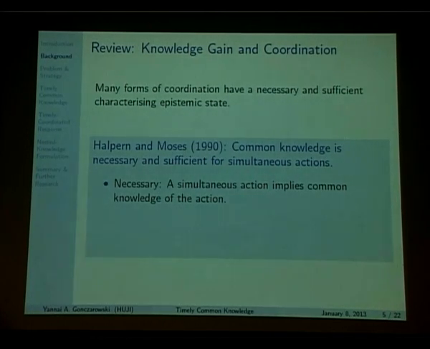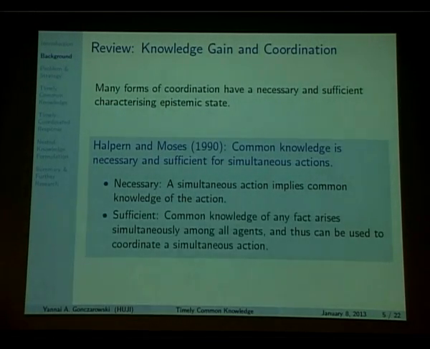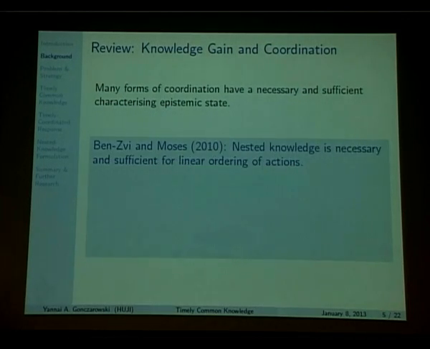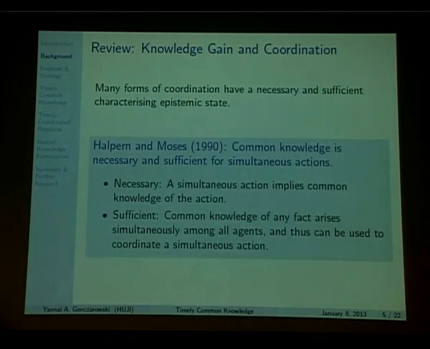It's necessary because a simultaneous action implies common knowledge of the action when it occurs. And it's sufficient because common knowledge of any fact arises simultaneously, so the robots can decide that they all start to do something, they all synchronize their washes. As soon as it is common knowledge that the car has entered, they will always synchronize at the same time.